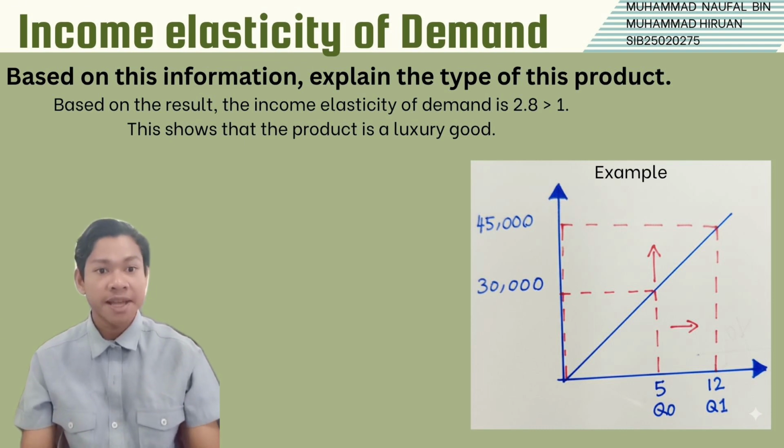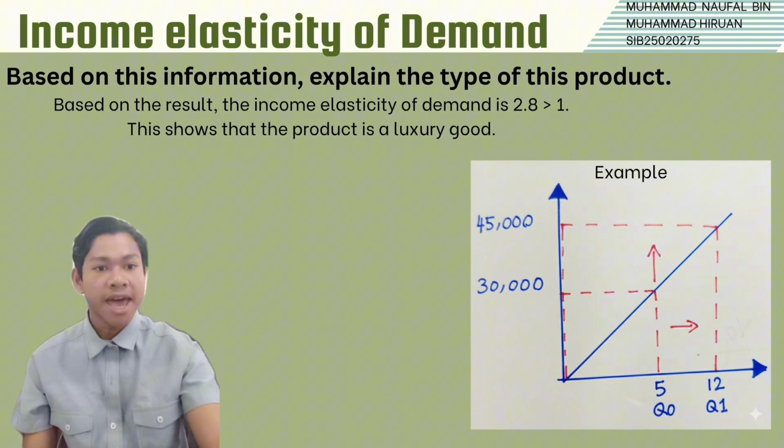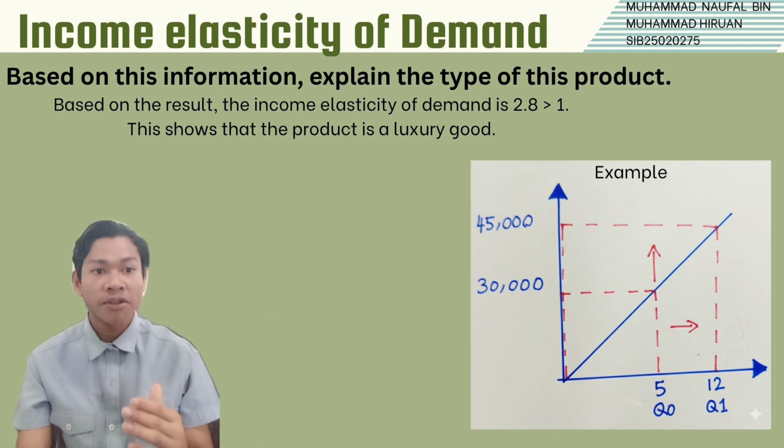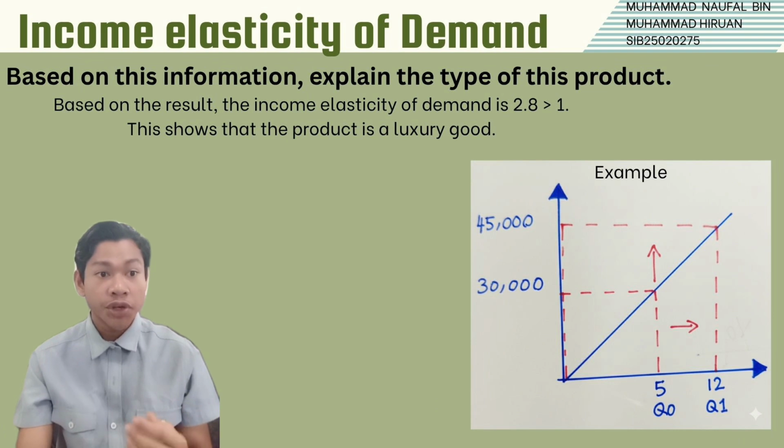I give you an example of my graph. Let's see. As we can see on the graph, when income increased from 30,000 to 45,000, the quantity demanded rose from 5 to 20 units. This shows people buy more only when the income goes up. So the product is not a necessity, but is a luxury item. Thank you.